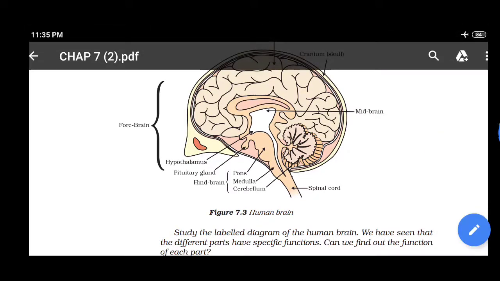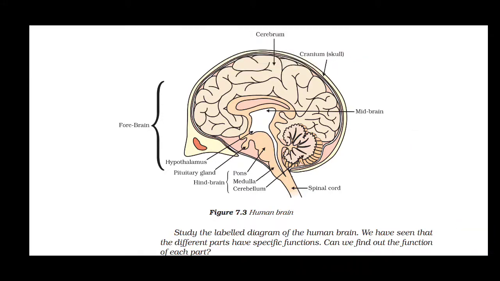Next is the midbrain. Midbrain controls the involuntary actions such as change in the pupil size, reflex movements of the head, neck, and trunk. The functions that are going on in the esophagus and everything are controlled by the midbrain. Generally, it controls the involuntary actions. The third part is the hindbrain. The hindbrain is again divided into three parts: cerebellum, medulla, and pons.